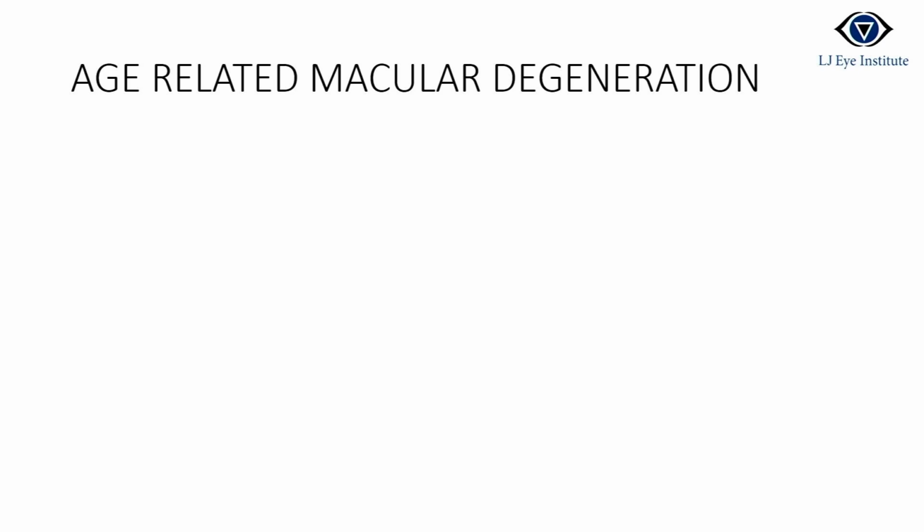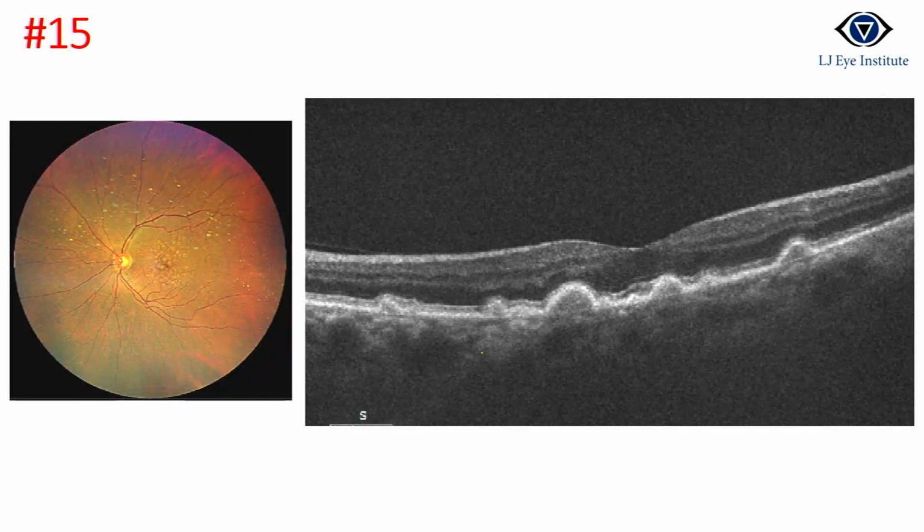Age-related macular degeneration, a very common topic. So we have seen these drusen, so typical dry ARMD. These shallow irregular RPE elevations are drusenoid RPE detachments.